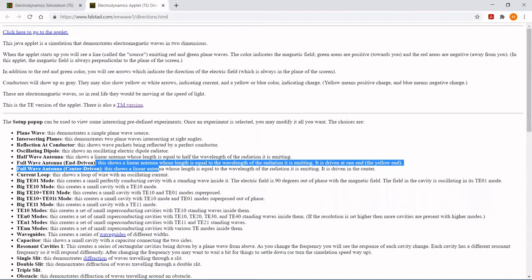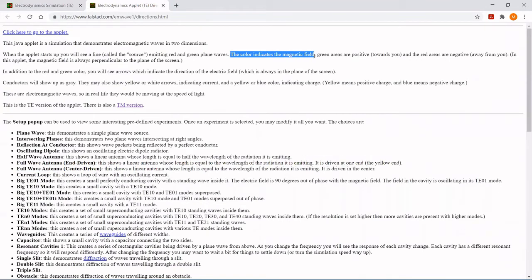Okay, so we've got a source emitting waves. The color indicates the magnetic field, okay? So where the field is green, that tells us that the value of the B field is positive, and it says towards you, so coming out of the page. Where it's red, the magnetic field would be going into the page, or I should say into the screen. So the arrows that you see tell you the direction of the electric field.